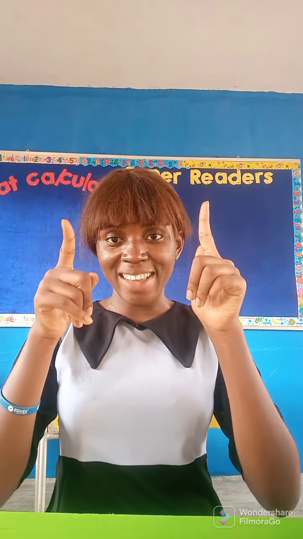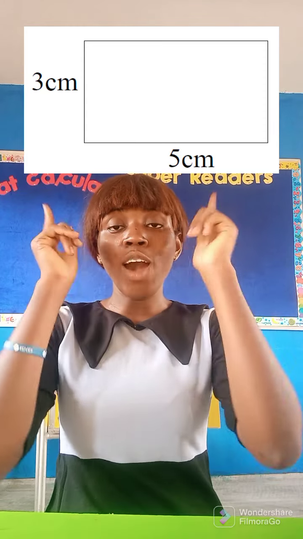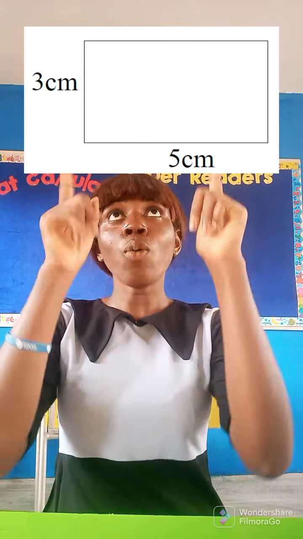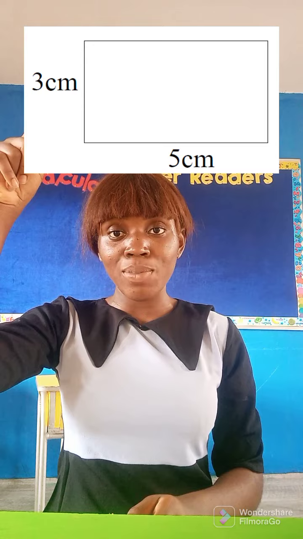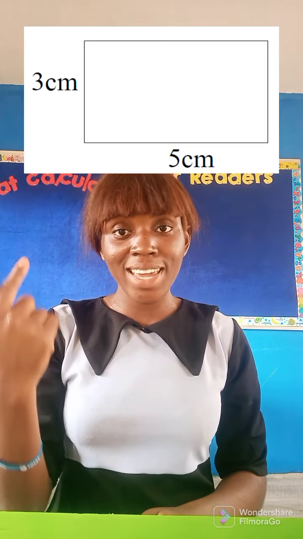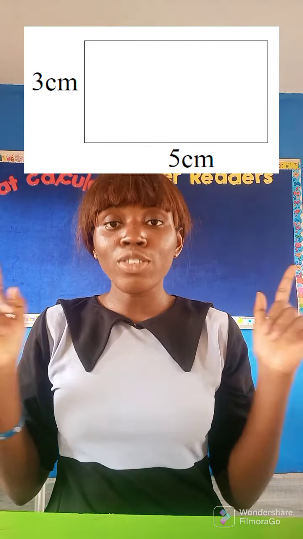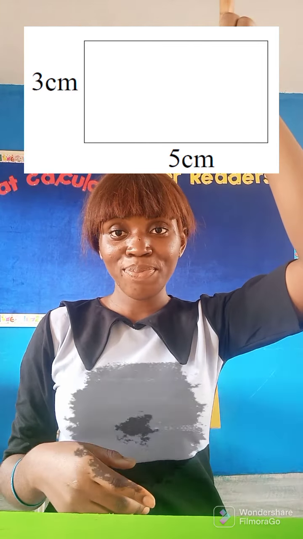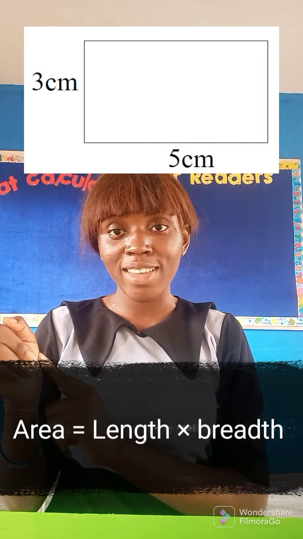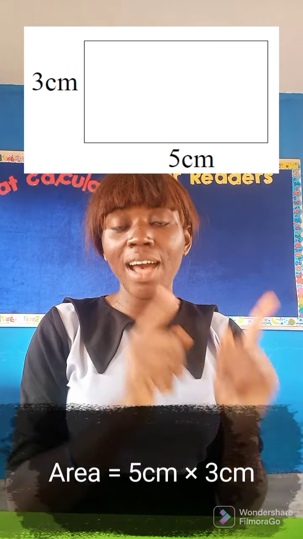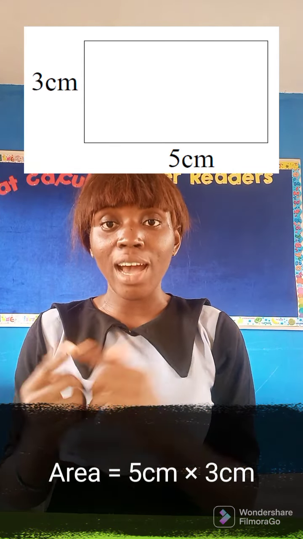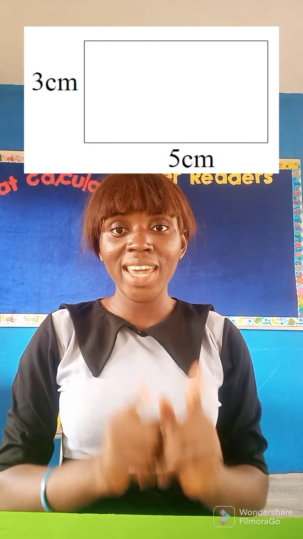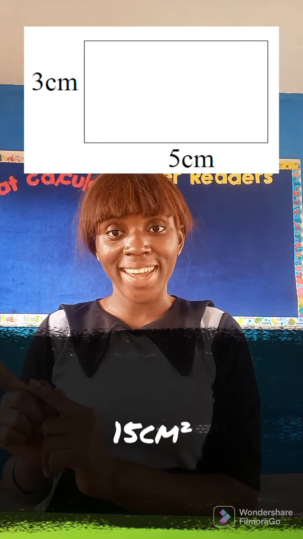Now, let's look at this example. We have to find the area of this shape. The length is 5 centimeters and the breadth is 3 centimeters. So to find the area of this shape, all we need to do is to say our length multiplied by our breadth. So we have 5 centimeters multiplied by 3 centimeters, which gives us 15 centimeters square.